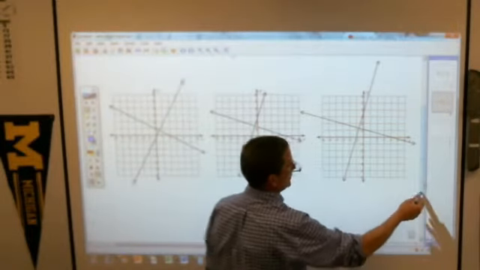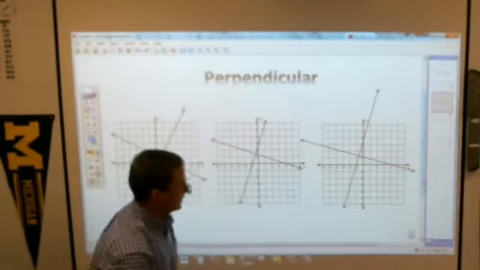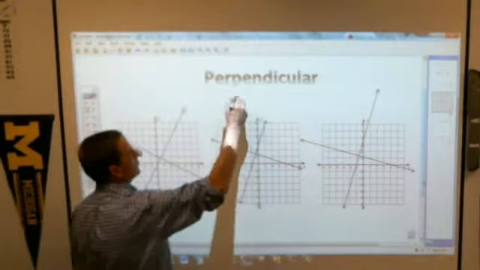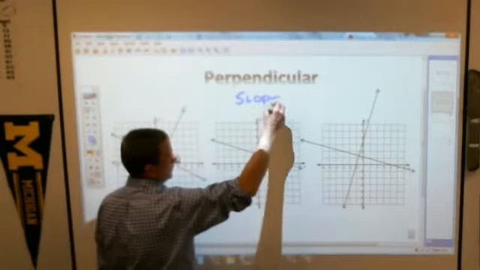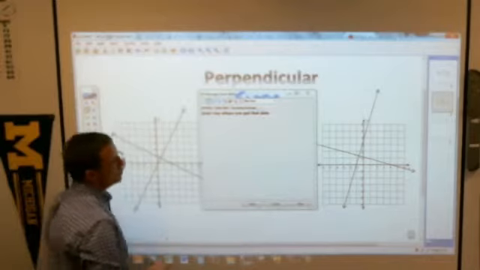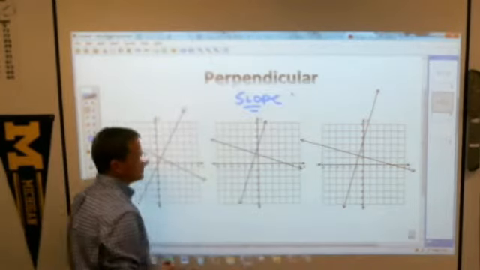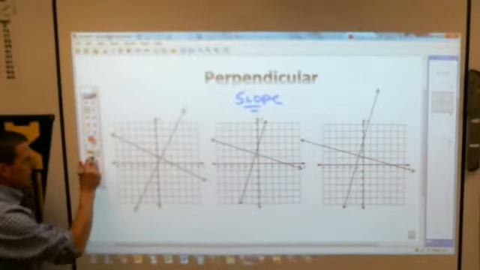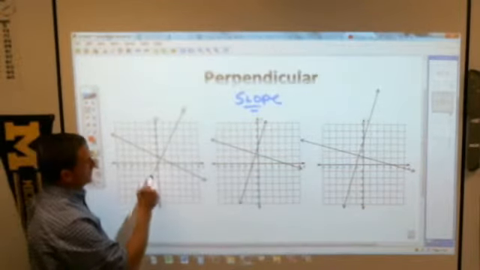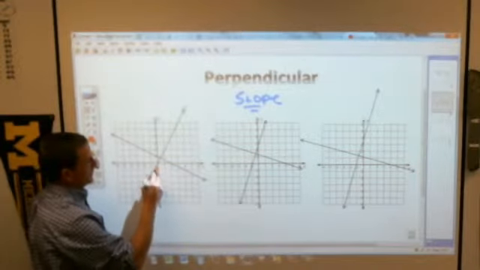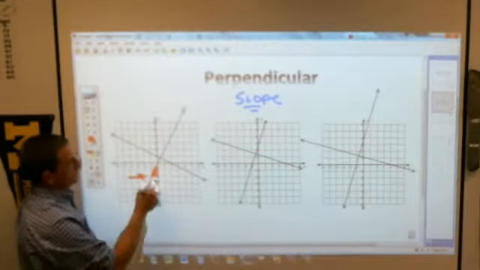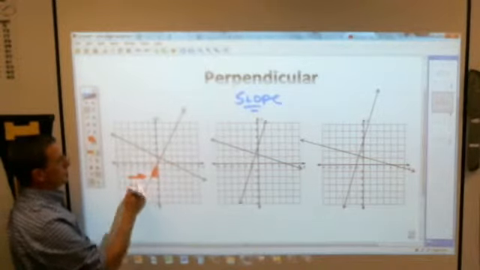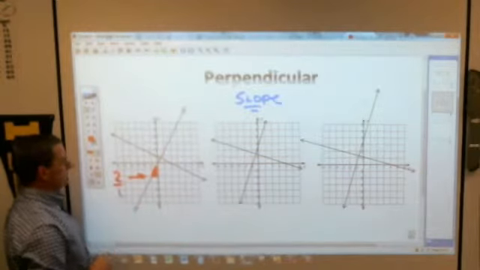Then, ladies and gentlemen, this is where things get a little dicey. What about the slope of perpendicular lines? Well, let's look at the slope of these lines. Let's make a triangle right here. The slope of this red triangle here is what? 2 over 1, right? It's 2 up, 1 over, which we would just write as 2.